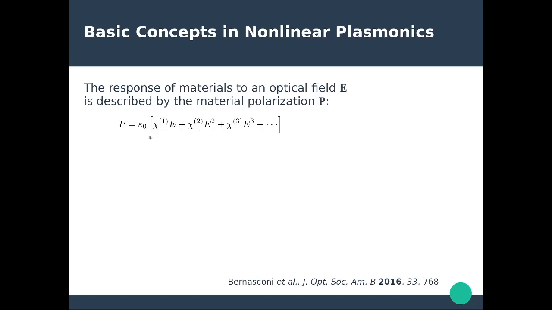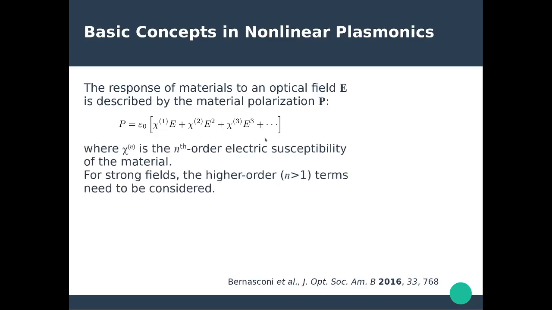So you have a susceptibility for the first order, which is different from the susceptibility for the second order and the third order. Of course the actual value of those susceptibilities decreases with the order. So that's what we have. This is the electric susceptibility of the material, and when you have a strong field, you need to account for those higher order terms.